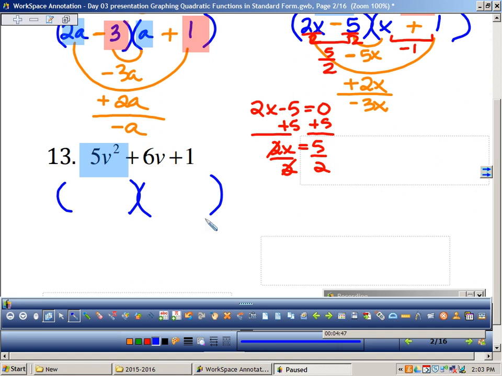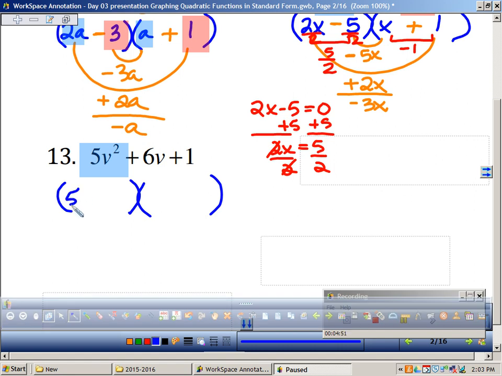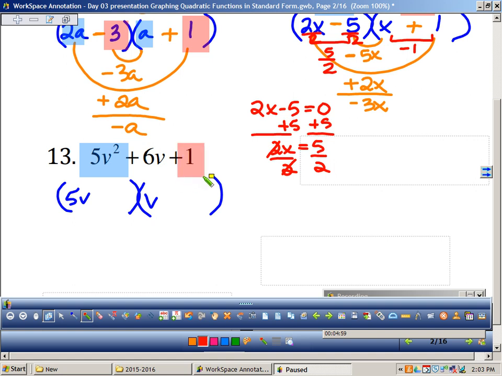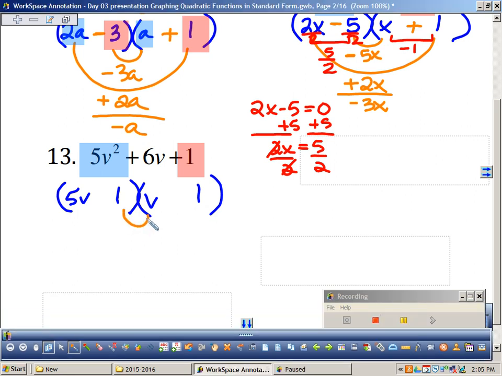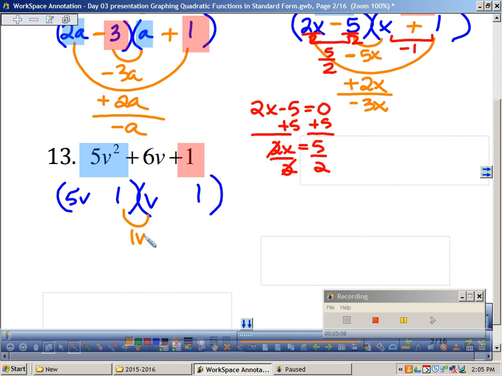Okay, so this one, 5 can only be factored into 5z and 1. How can 1 be factored? 1 and 1, it's the only way it can be factored. Now we're going to do our rainbows and checks. And 5v. Does 5v and 1v make 6v? Yes, it does, because they both add together. That means the inner both have to be positive and the outer both have to be positive.